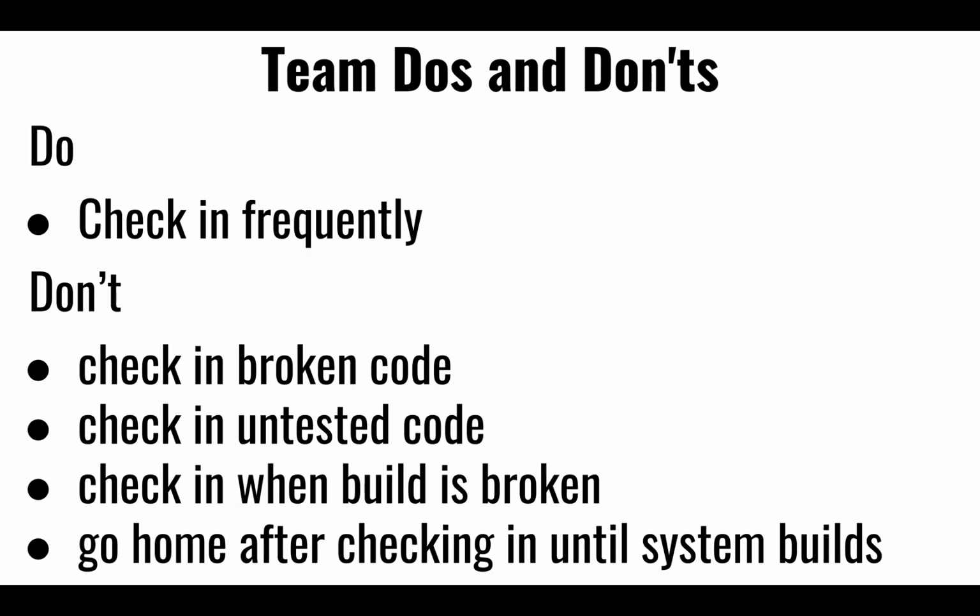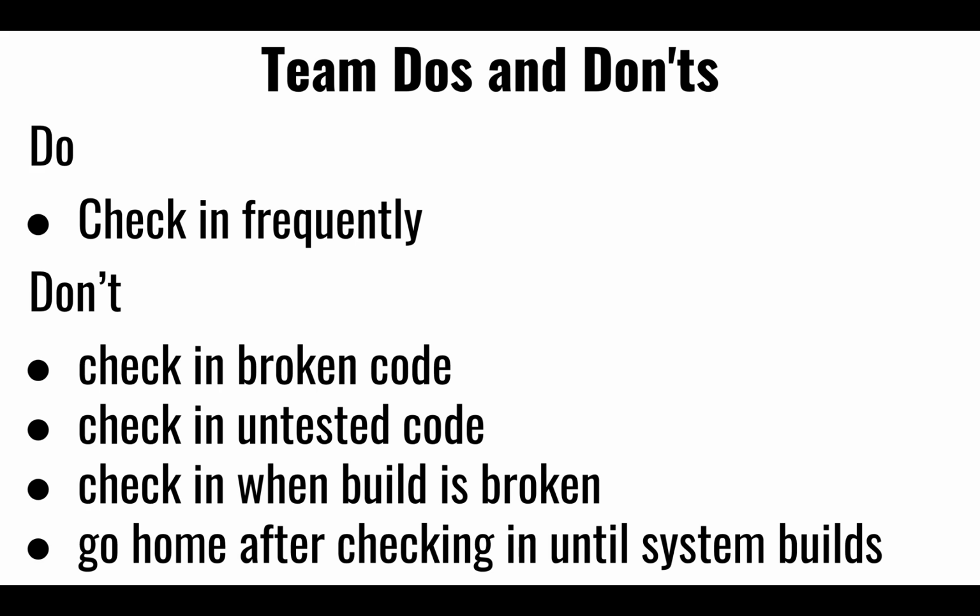A couple of do's and don'ts. We check in frequently. Our check-ins are small, right, so that we can always backtrack if we see something went in that we know is broken. We can easily undo that one particular set of lines of code or function. That it's a unit that you can backtrack to something that was stable before that.